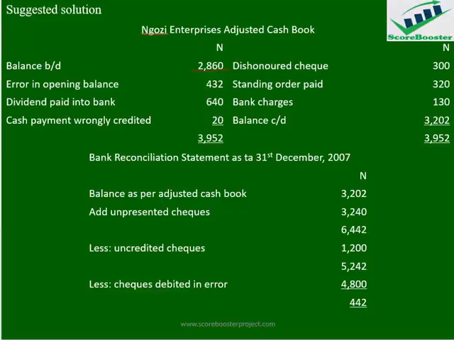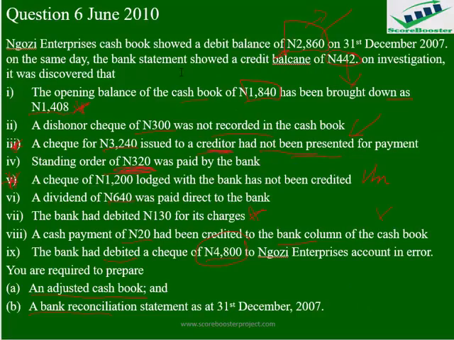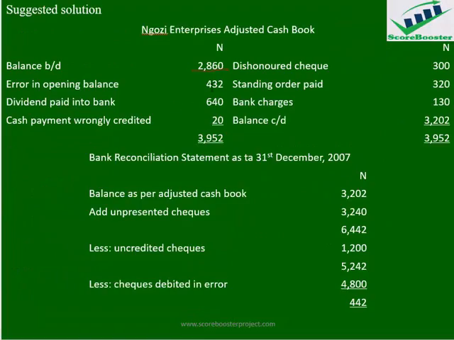But I was told that this particular amount of money was mistakenly written like this. So the difference between the two is that I understated my cash book, so I add it back. Dividend paid to the bank, I add it back. Amount wrongly credited to the bank, I add it back, because it's supposed to be on the debit side. Now the next thing is what will reduce your balance: dishonored check, standing order, bank charges, and I have the balance as per adjusted cash book.